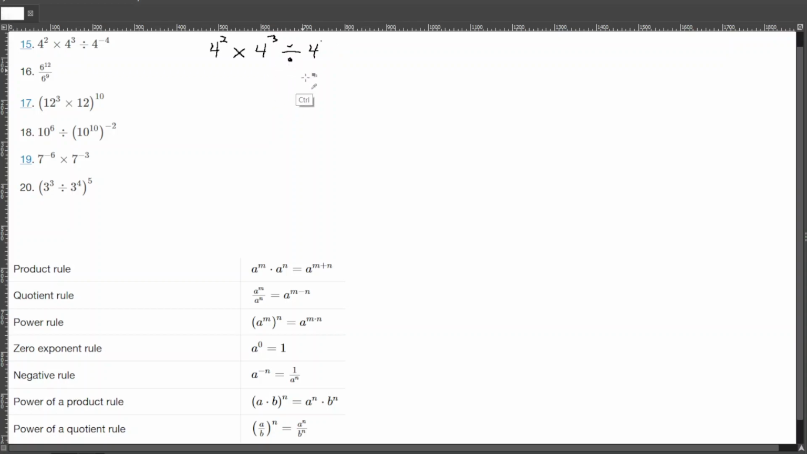Let's just leave it as 4 to the negative 4 for now. I'll just take it step by step, so let me not skip steps on you guys. The first part we have here is the product rule. So what we should do is 2 plus 3, which will just get us 4 to the fifth. And then that's going to be dividing 4 to the negative 4.